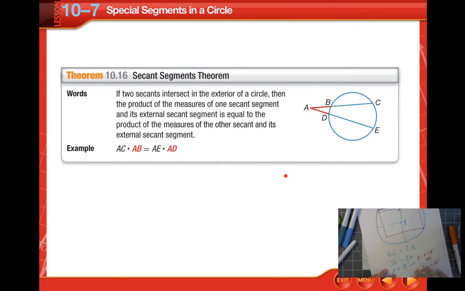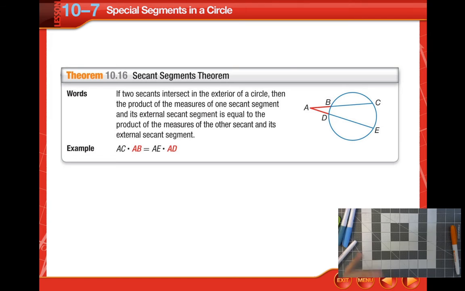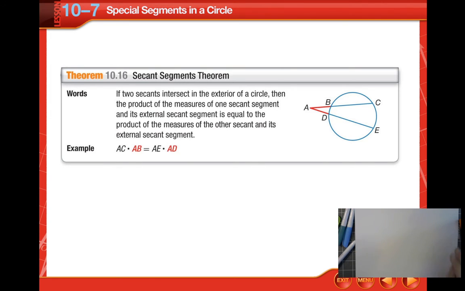All right, this is one of our final properties we're going to talk about today, the secant segments theorem. If two secants intersect in the exterior of a circle, then the product of the measures of one secant segment is going to be equal to the product of the measures of the other secant segment, and the both those put together. Hopefully that makes some kind of sense. If not, let's kind of reframe it.